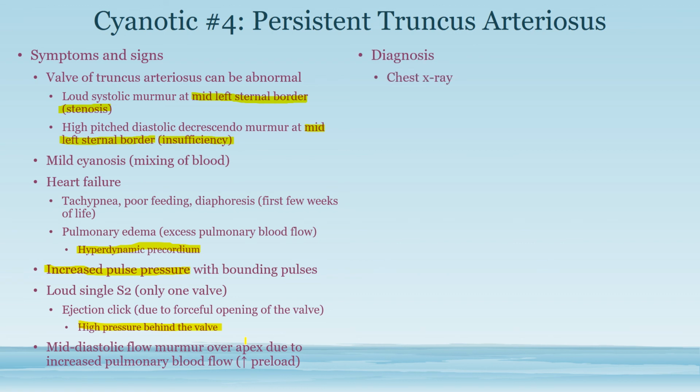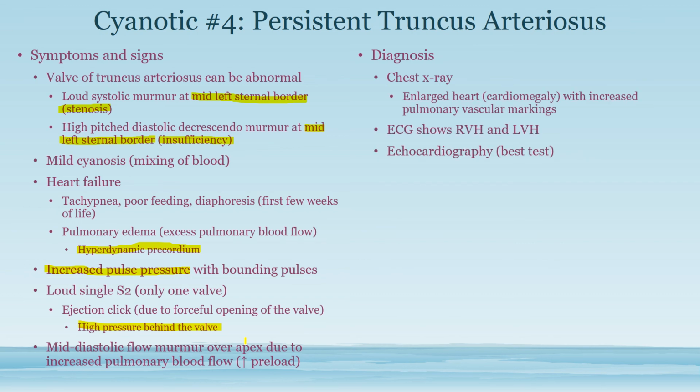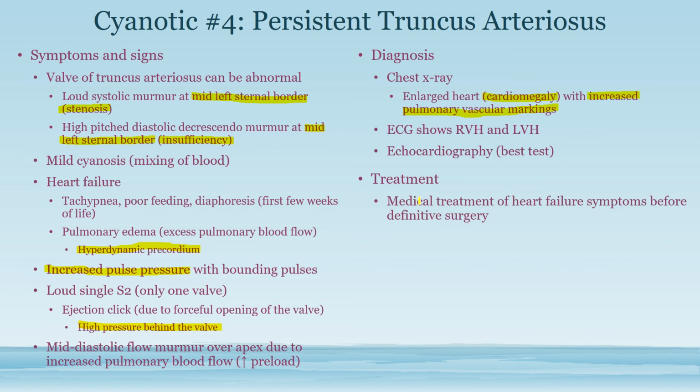Now for diagnosis. Like always, we start with stabilization, then we move to chest x-ray and EKG, and then we move to echocardiogram. So what's the chest x-ray going to show? We talked about how the heart's very likely to fail, so cardiomegaly, and you have a lot of blood going to the lungs because there's only one Truncus Arteriosus, and blood can go in the lower resistance pathway. EKG shows both sides of the heart being enlarged, and echo is the best test for this condition.